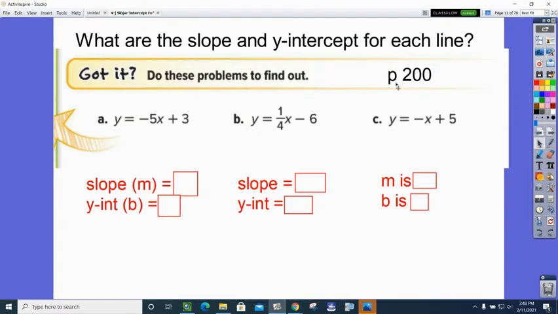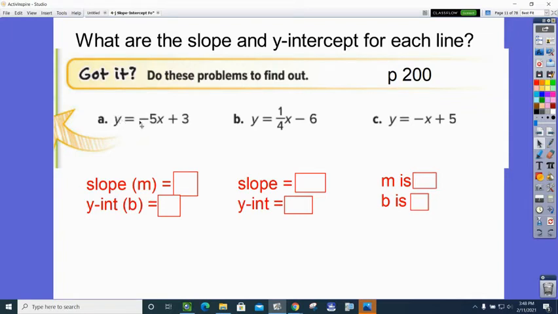So let's take a look at page 200. We're going to walk through these three. Right now, y equals mx plus b. M is your slope, b is your y-intercept. You might be saying, why did they use b? I have no idea. But they couldn't use y because y is already the output variable.